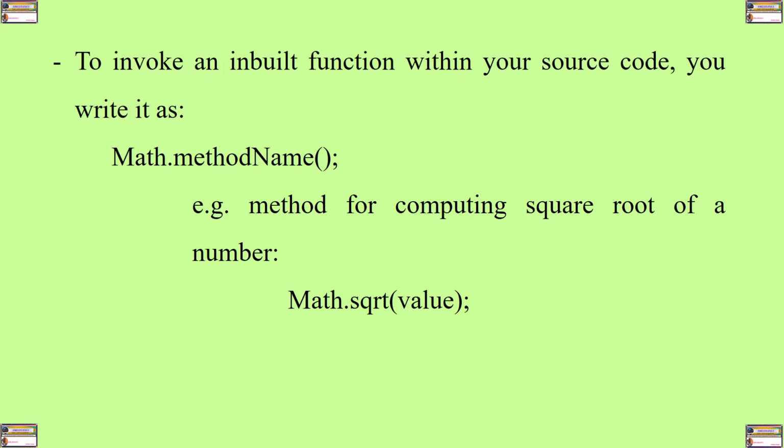In other words, you are passing a value to the method called sqrt that is found in the library class called Math. For example, if you want to find the square root of the value 4.0, we pass 4.0 to the sqrt method found within the Math class as follows: Math.sqrt, then we enclose 4.0 in the parentheses. My dear students and the rest of the learners, note that Math is written in the syntax indicated. The letter M is usually written in uppercase.